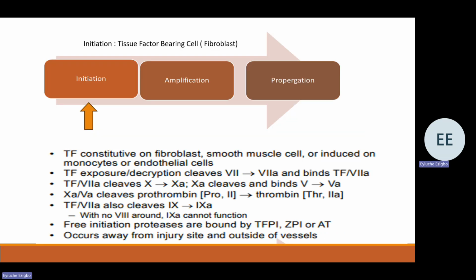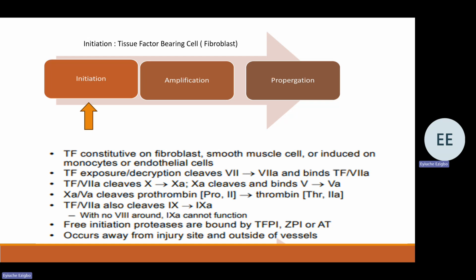Okay. So the first phase of the cell-based model of coagulation is the initiation phase, and this occurs on tissue factor-bearing cells. The initiation phase, as we can see in the diagram, can be thought of as an idling phase with no measurable clinical outcome. Tissue factor is constitutive on fibroblasts and smooth muscle cells, or induced on monocytes or endothelial cells.